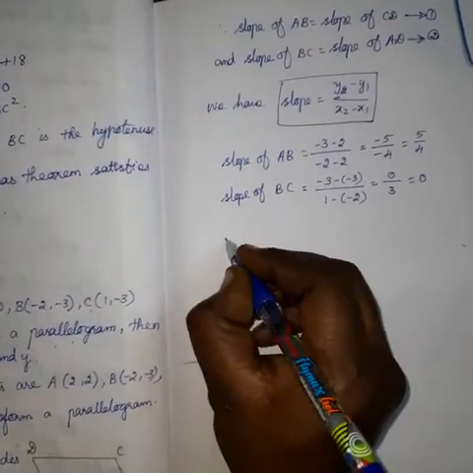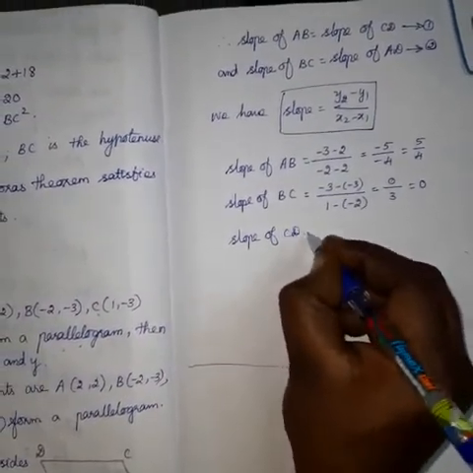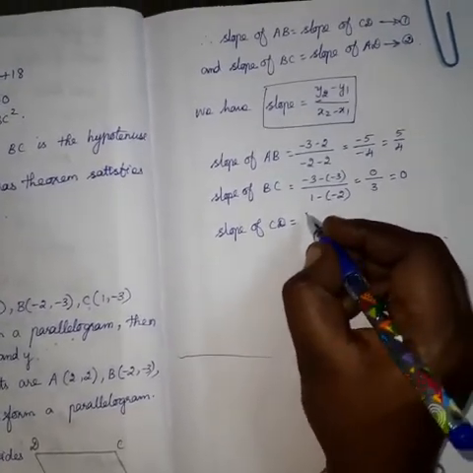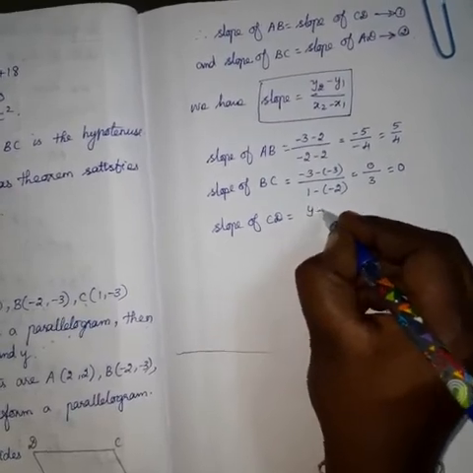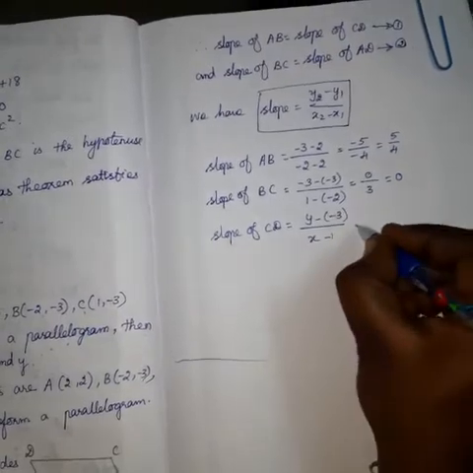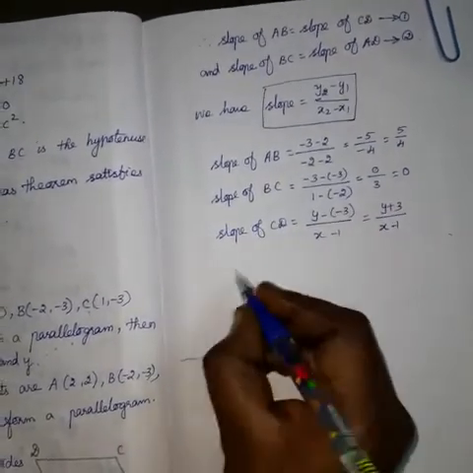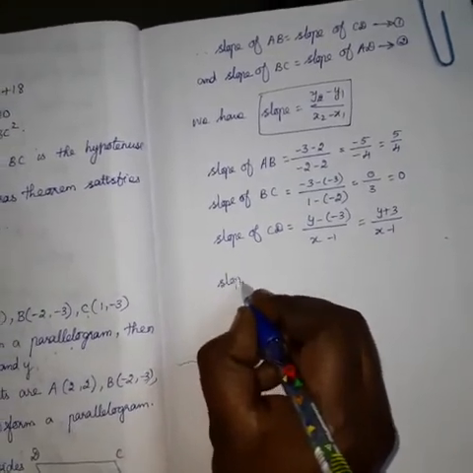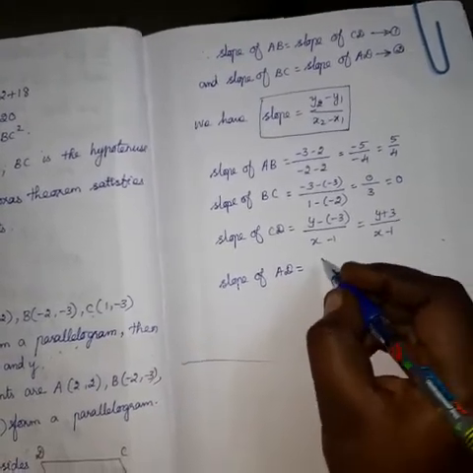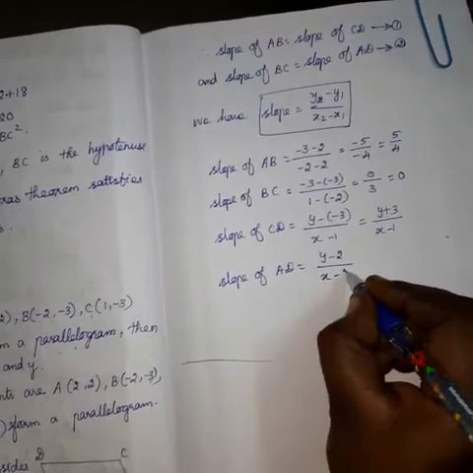Next, slope of CD is equal to, with C and D coordinates, D coordinate being x2, y2: y minus of minus 3 divided by x minus 1. So y plus 3 divided by x minus 1. Next, slope of AD. So A coordinate and D coordinate, it is y minus 2 divided by x minus 2.